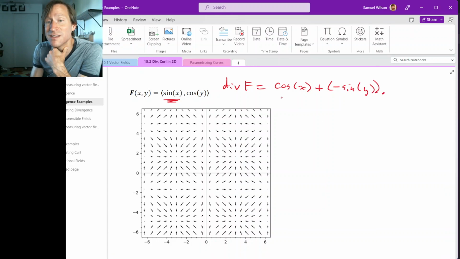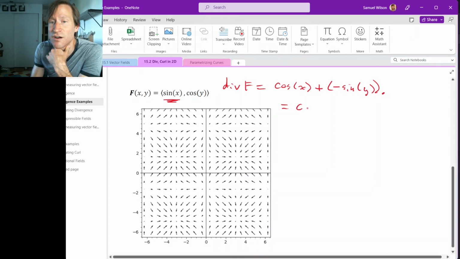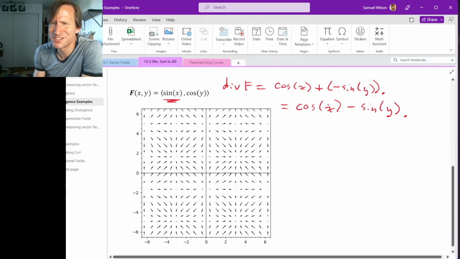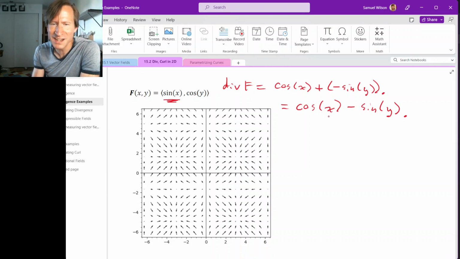Now this genuinely does vary from point to point. So whether this vector field flows into or out of a point really does depend on what point you're talking about. We could go through a long analysis to figure out for what regions in the plane this is positive or negative, but let's not do that. Let's just look at a few interesting points on the graph of this vector field.